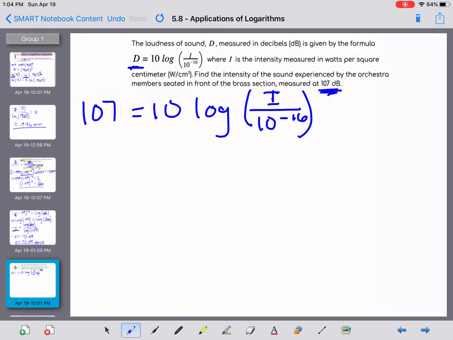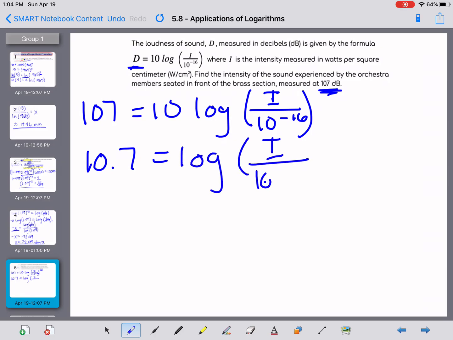Now, in my case, when I'm looking at this, if I see log with the quotient, I'm going to be splitting that up into subtraction. So just kind of keep that in mind as we start. That should be kind of in the back of your head that you're going to end up splitting this up. So let's get the log by itself, divide by 10. So I got 10.7, and now I get just that log by itself, I over 10 to the negative 16. Like I said, because this is a quotient, I can split this. Let's see if this helps us.